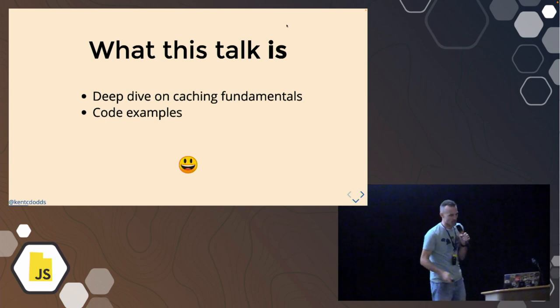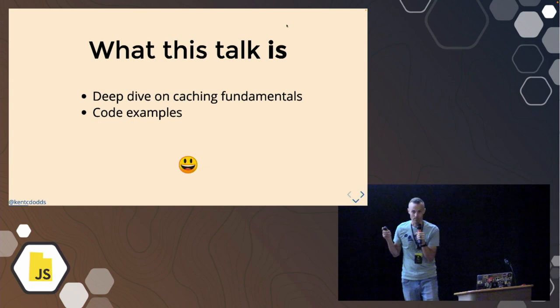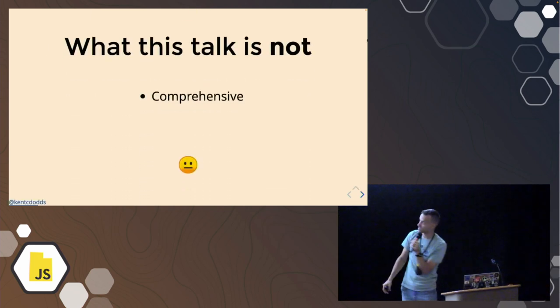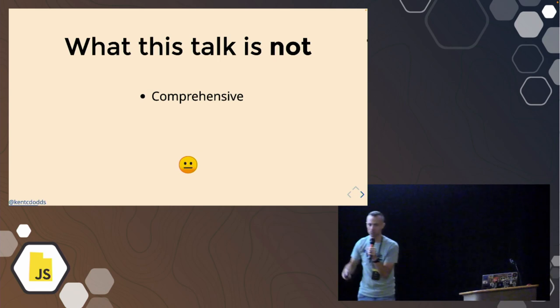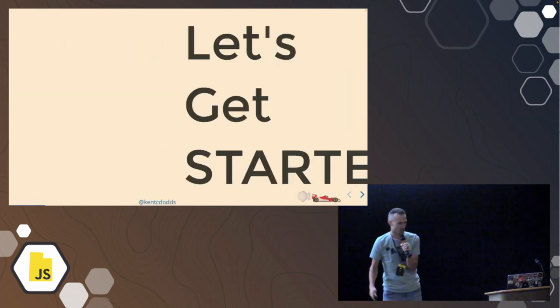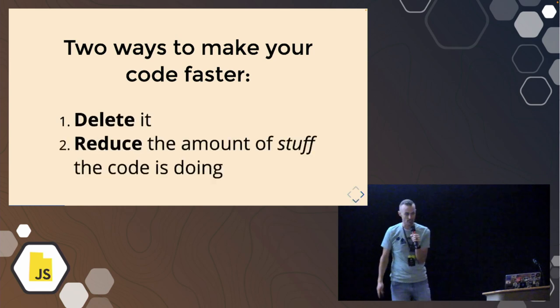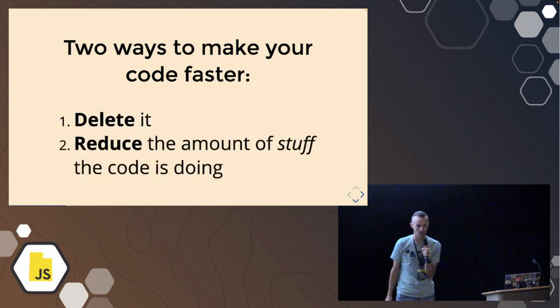This talk is a deep dive on caching fundamentals, and there's going to be some code examples. It is not comprehensive. Sorry about that, mouse. We've just got a lot to discuss. So let's get started. There are two ways to make your code faster. You can either delete it or reduce the amount of stuff the code is doing.